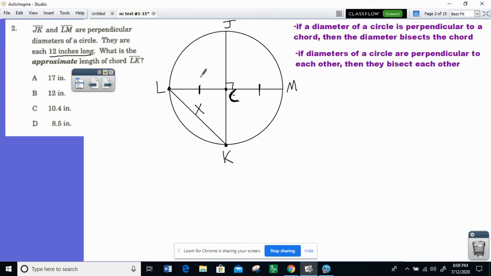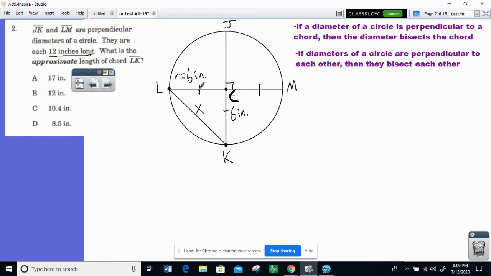So what does that tell us about segment LC? Well, if the diameter is 12 inches long, this segment right here would be 6 inches long. That tells us that the radius of this circle is 6 inches. Segment CK is also a radius, so that also has to be 6 inches. Any two radii of the same circle are congruent to each other. So what do we have now? We have a right triangle.